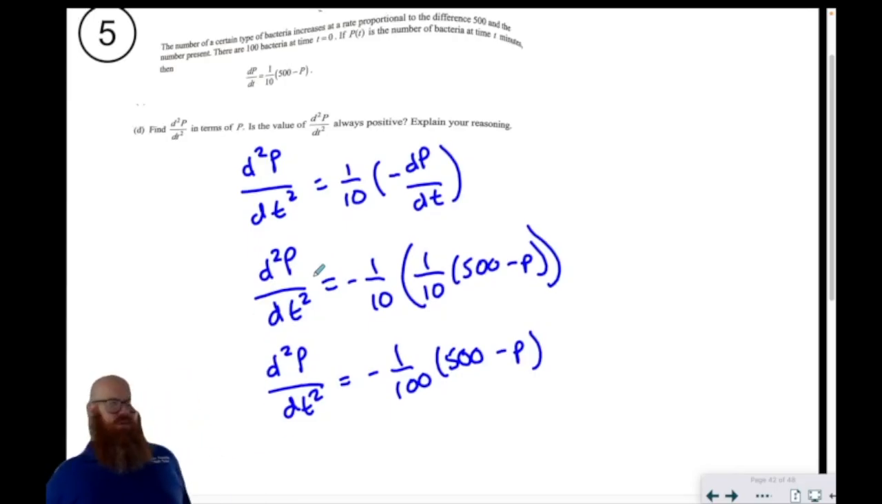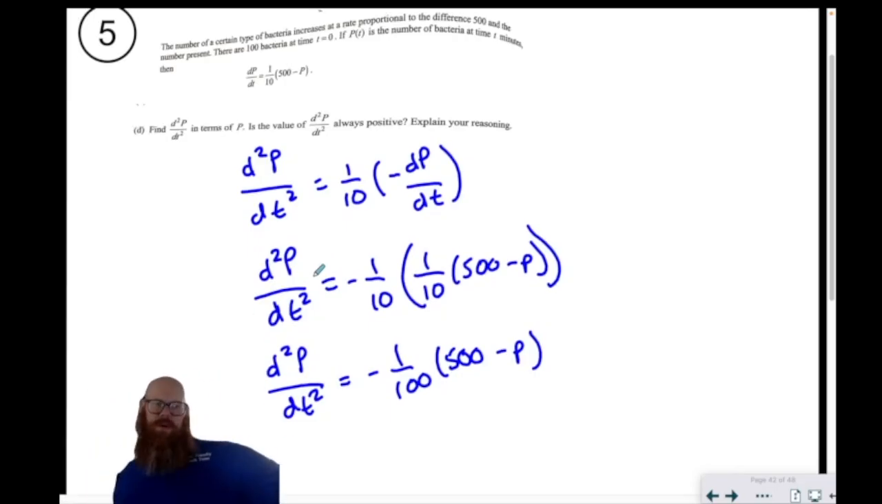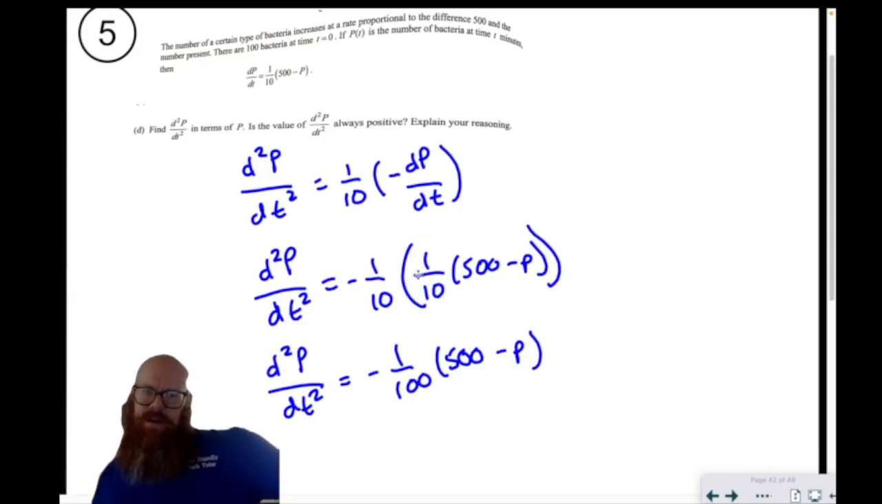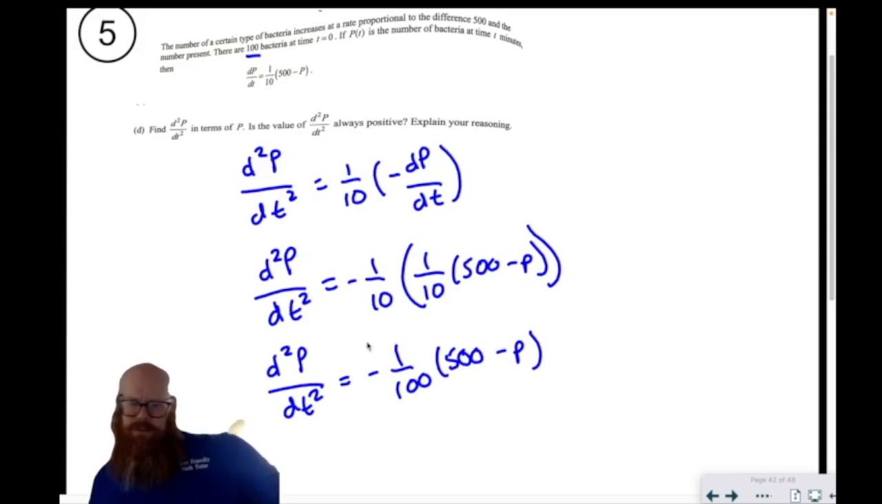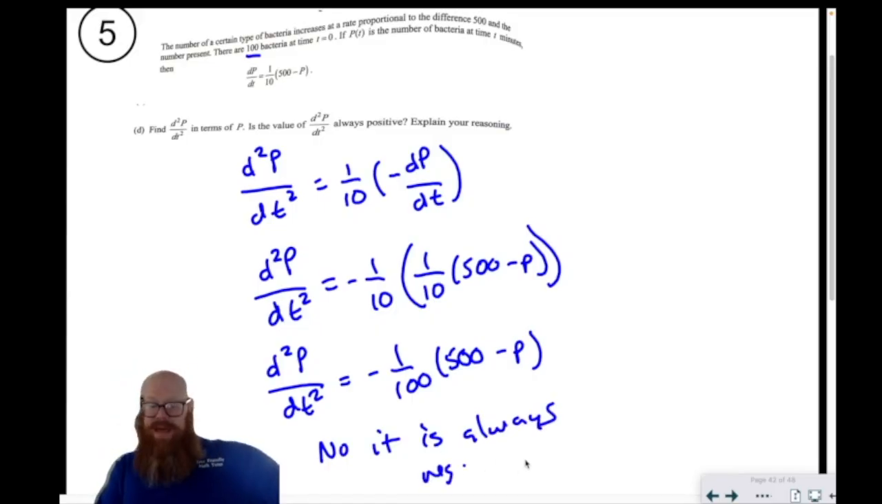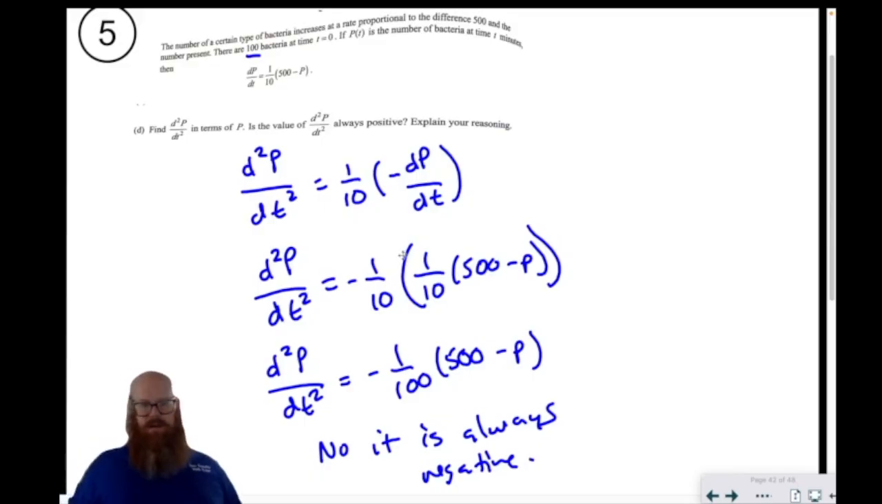And if we use some logic from before, we figured out that the limit as t goes to infinity is 500, and its initial value is 100. So the population will always be between 100 and 500, and that means this value will always be positive, which means this will always be negative. So is the value always positive? The answer is no. It is always negative. Which we knew in the last problem, we showed it just in a different way.